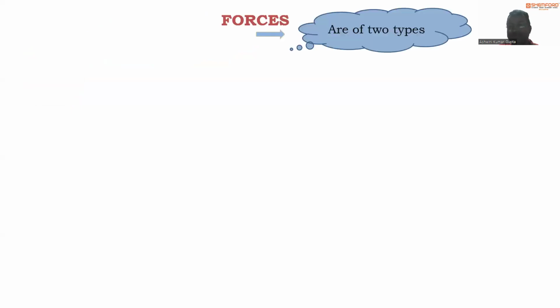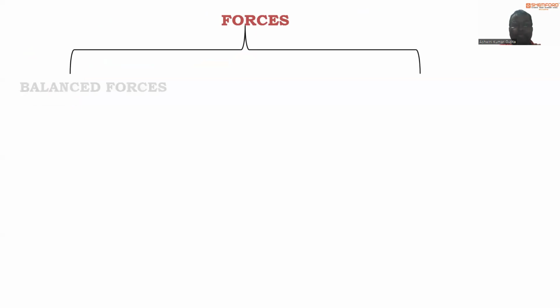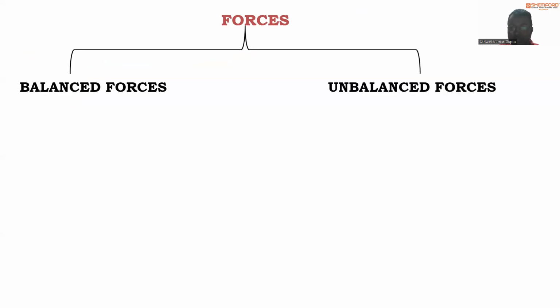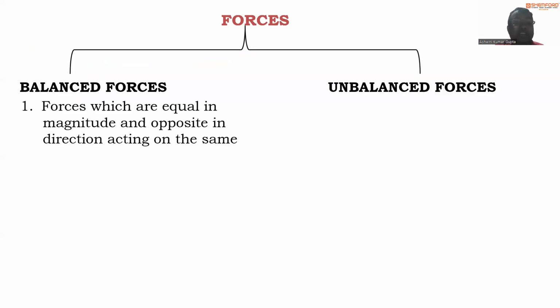So yes, we are having two types of forces, right? Number one, that is called balanced forces. Number two, that is called unbalanced forces, right? Balanced forces and unbalanced forces. So what are the balanced forces and unbalanced forces? Simply, the forces which are equal in magnitude and opposite in direction acting on the same body. That is called the balanced force.